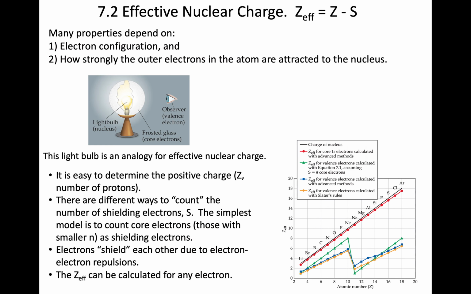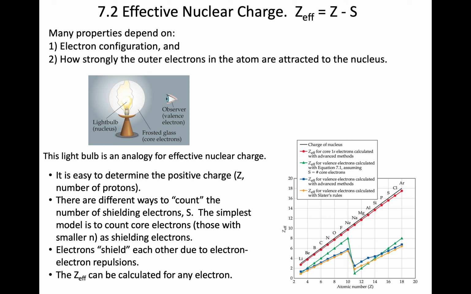A really important idea in Chapter 7 is effective nuclear charge. We find that many properties depend on the electron configuration and how strongly the outer electrons in the atom are attracted to the nucleus. I like this light bulb analogy describing characteristics of effective nuclear charge. It's easy for us to determine the number of protons in the expression, that's what Z is, but there are different ways then that we need to think about the shielding.